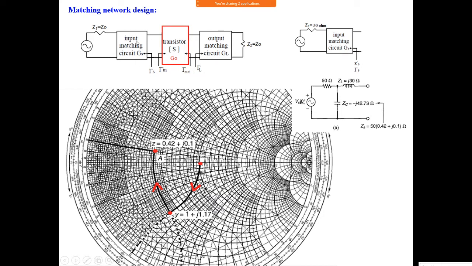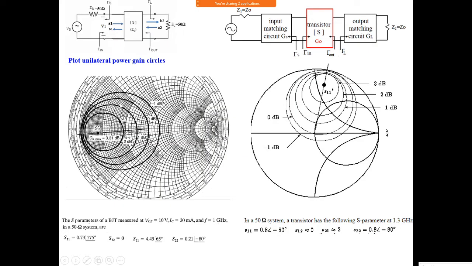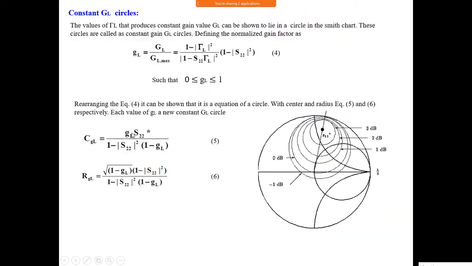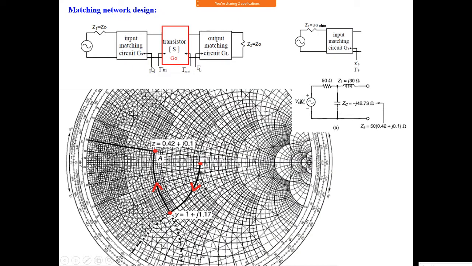For 2 dB gain, the input impedance must be like this. I have taken some value on this circle, the 2 dB circle. I have to set this value at the input side. How to set it using an impedance matching network? That is like this; you already studied this. So this is the impedance matching network design.